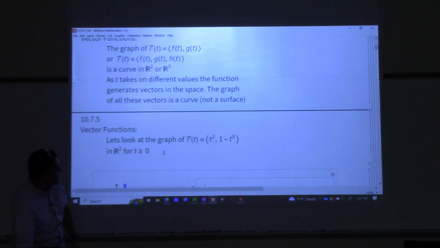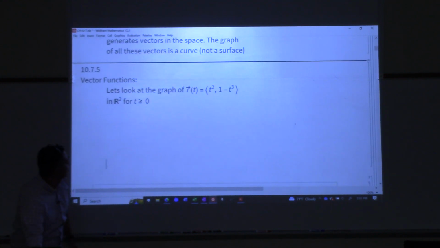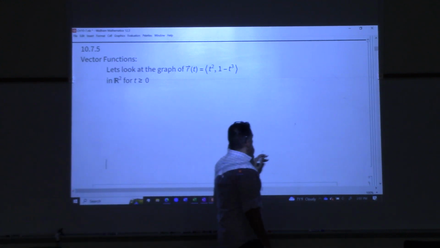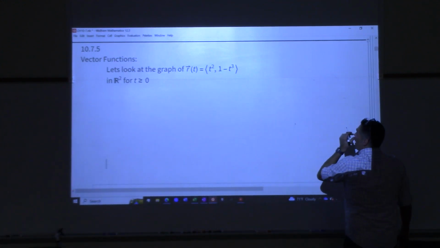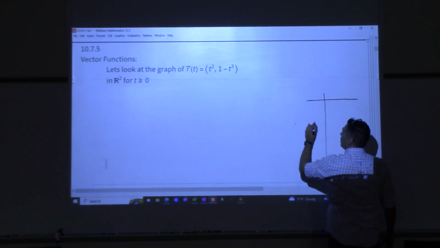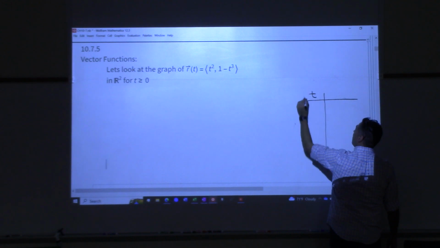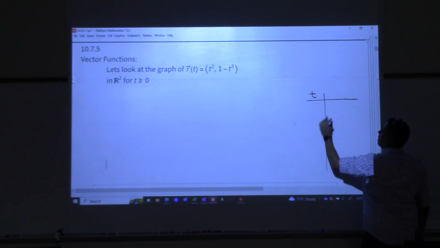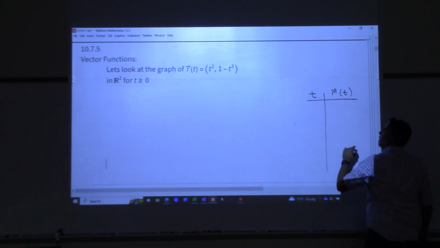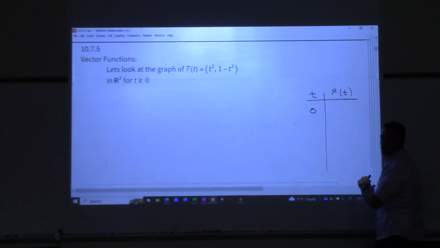Here's our first example of a vector valued function. I'm going to see if we can do it by hand first, and then we're going to use a computer. I'd like to see what this looks like, so I'm going to create a good old-fashioned, like we're back in pre-algebra, t-table. This is our input t, and then our output r of t is going to be right here. I'm going to start with 0, because 0 is always fun.